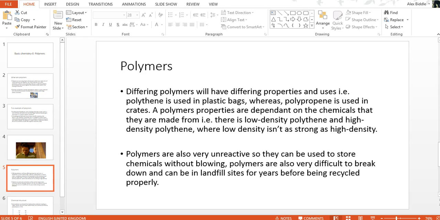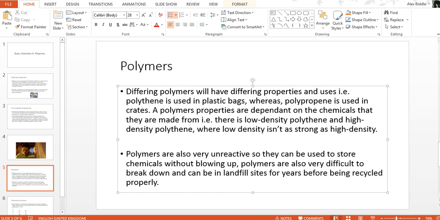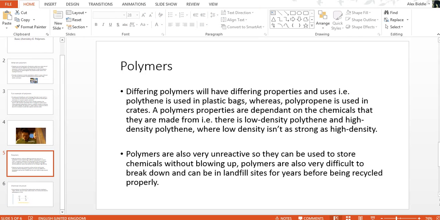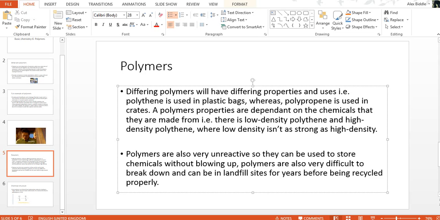An example is low density polythene and high density polythene, where low density isn't as strong as high density polythene. The polymers are also very unreactive, so they can be used to store chemicals without blowing up. They store chemicals and food, and that's extremely important because you don't want food getting contaminated really quickly. And some polymers are recycled back into plastic bags, but a lot of them take a lot of time to be recycled, and it's the same topic with carbon fibre. It's a really good product to use, but it's extremely difficult to recycle, so you're just stuck with a product at a landfill site just taking up space.